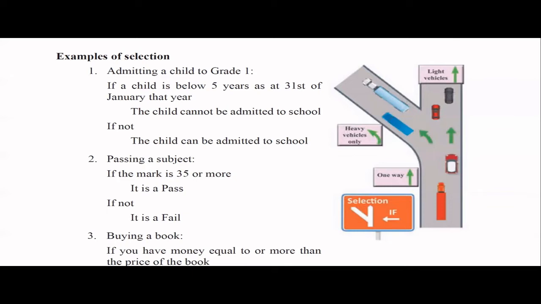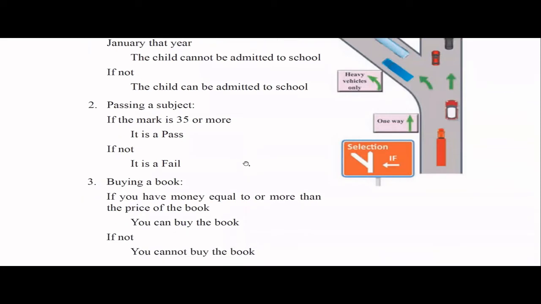So if a child is below 5 at that date, then the child cannot be admitted to the school. Right? If a child is more than 5 years on the 31st of Jan of that particular year, then that child can be admitted to grade 1. So see, there's a condition: age is below 5 years. Same thing, you can do the reverse way. If the age is equal or more than 5 years, same thing, there's a condition. Based on that condition, you have to pick up the choice.